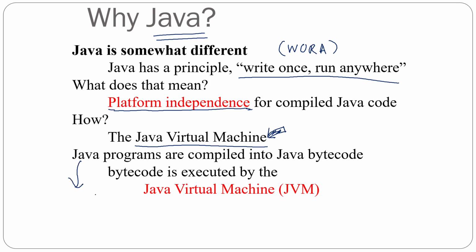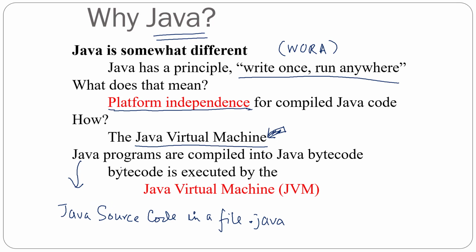Let me add some details here. You will create a Java source code. I'm going to do that today. So don't worry. You will create a Java source code which will be written in a file, and the file would be named .java. That's the extension for a Java file. So you wrote a Java program in a file, and we will call that a Java source code.